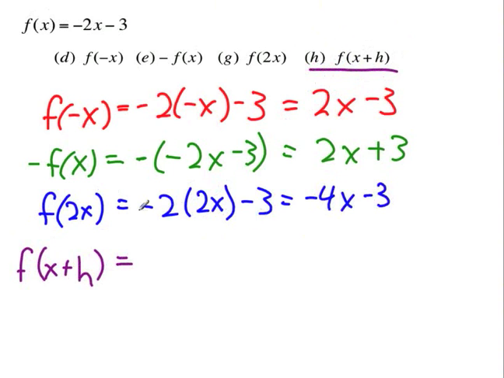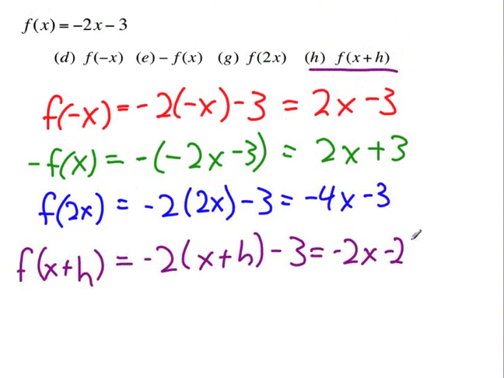So this is going to be negative 2. Now, every time I see an x, I'm going to replace it with x plus h, minus 3. And distribute. Negative 2x minus 2h minus 3. And that actually is it right there.